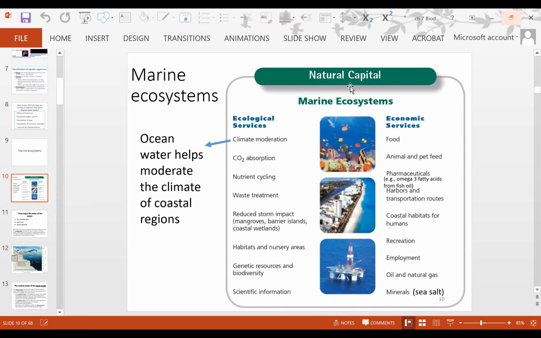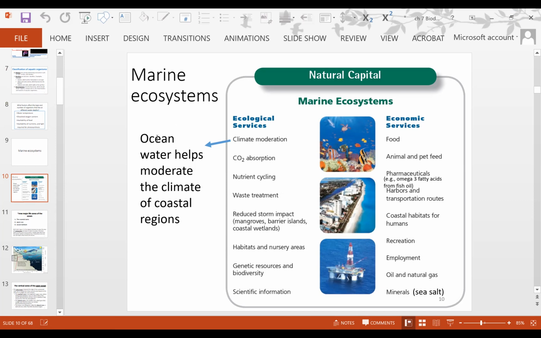So this is a diagram from the textbook. It shows the ecological services and the economic services of marine ecosystems. So you have food, pharmaceuticals, for example, omega-3 fatty acids that come from fish oil, harbors and transportation, recreation, oil, natural gas, minerals like sea salt, CO2 absorption, waste treatment, habitats and nursery areas, climate moderation.